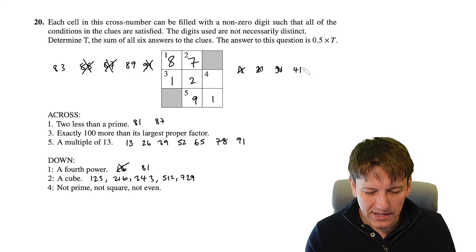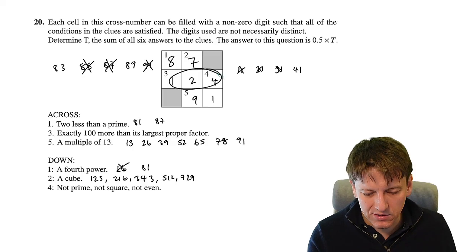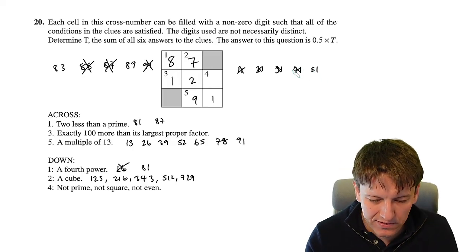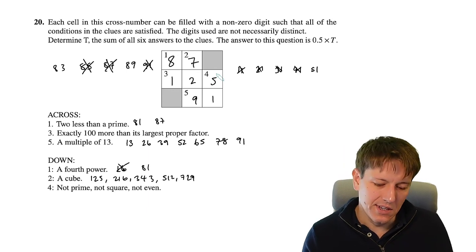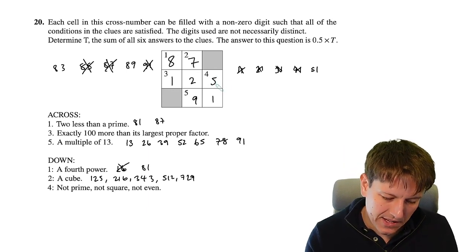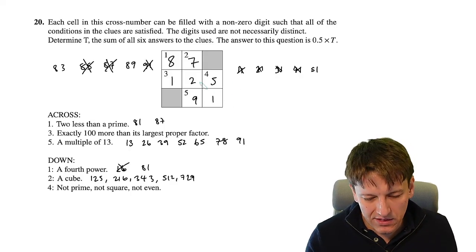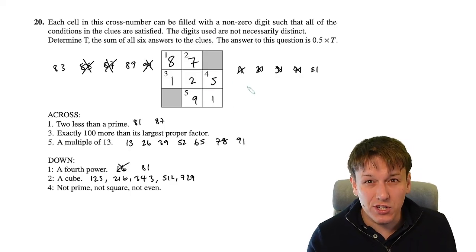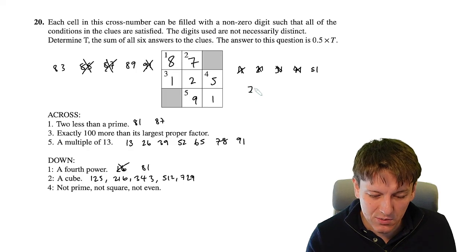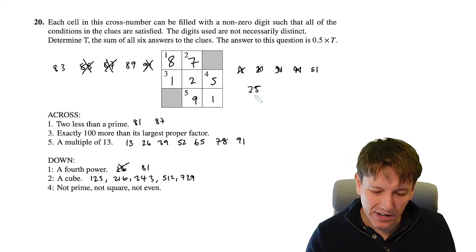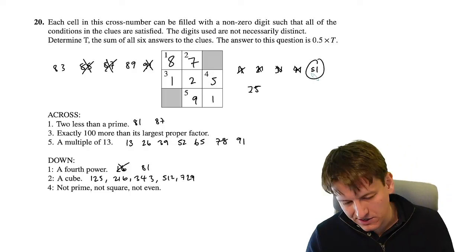41, again, because this would be even, that's not going to work for the proper factor, it's going to have 62 as a proper factor. 51 looks good because that's not prime, not square, and not even, and then 125 is 5 cubed, so its largest proper factor is 25, which is 100 less than 125, and so we have there found the answer.